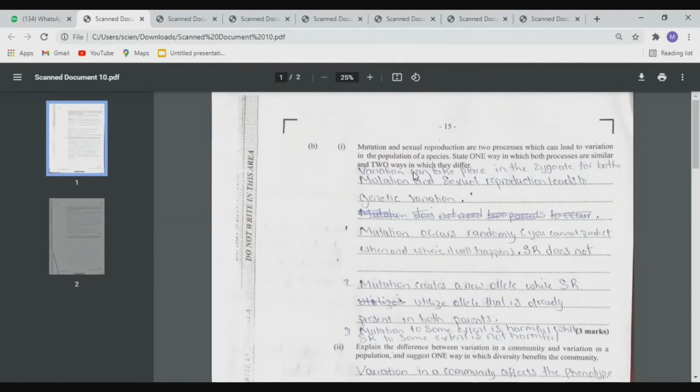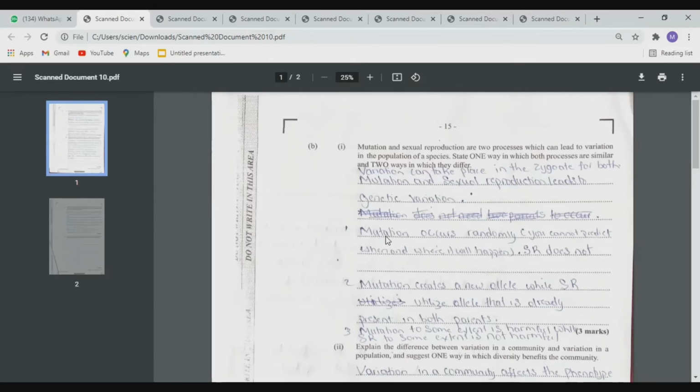B. Mutation and sexual reproduction are two processes which can lead to variation in the population of a species. State one way in which both processes are similar and two ways in which they differ. So now, variation can take place in the zygote for both. So that means they're similar because variation can happen in the zygote, in the children, rather. Then mutation and sexual reproduction are going to lead to genetic variation. So both of them are going to cause genetic variation. So those are two similarities.